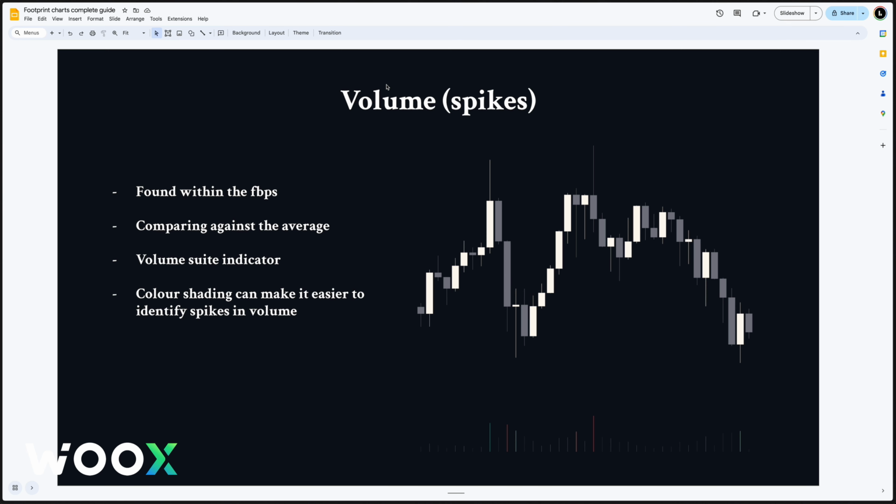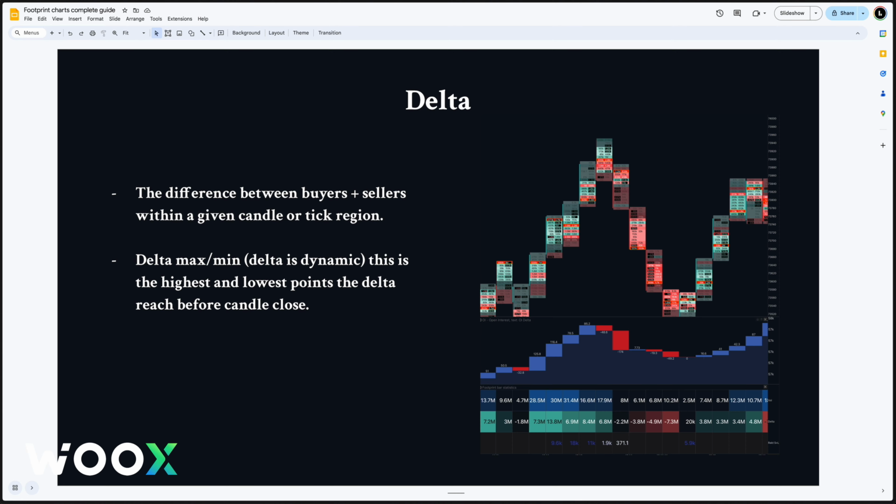So that's volume spikes. Delta, right? Like I said before, and I'm going to cover this now, it's the difference between buyers and sellers within a given candle or tick region. Okay, so my brain's gone numb. The difference between buyers and sellers within a given candle or tick region.